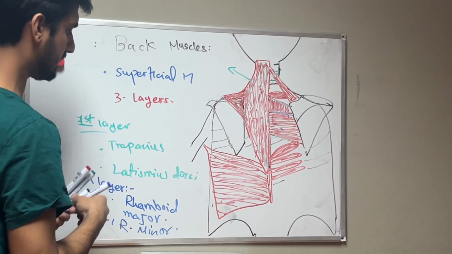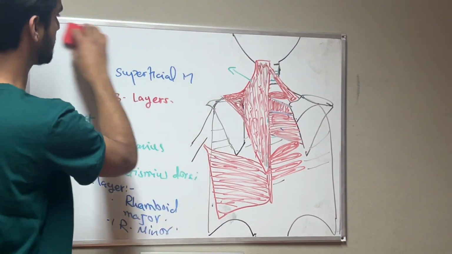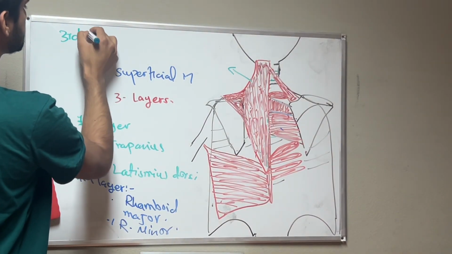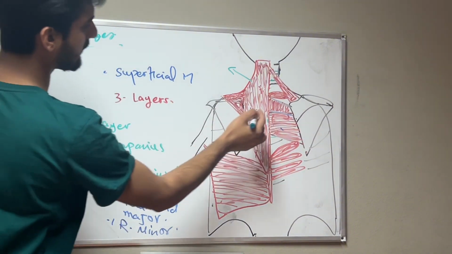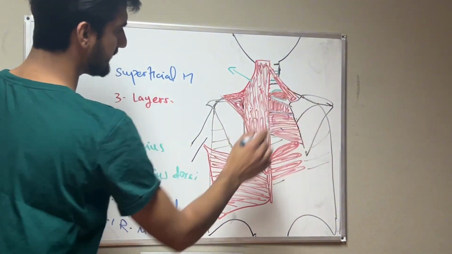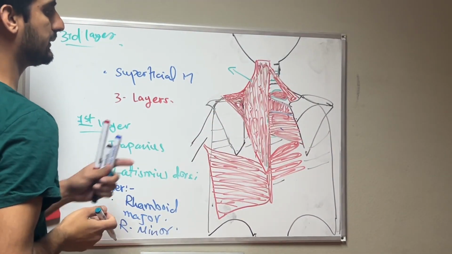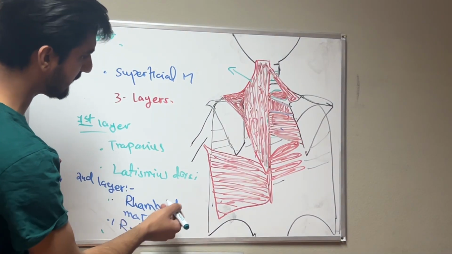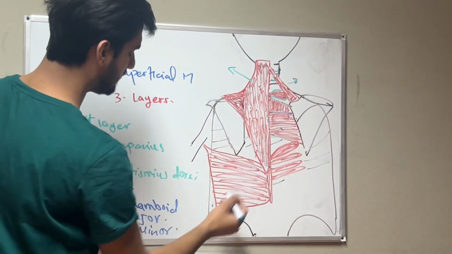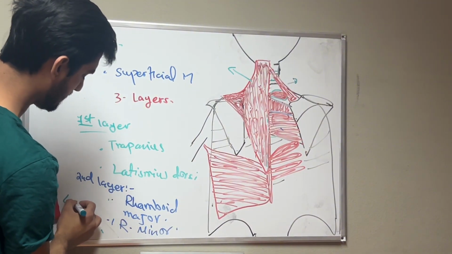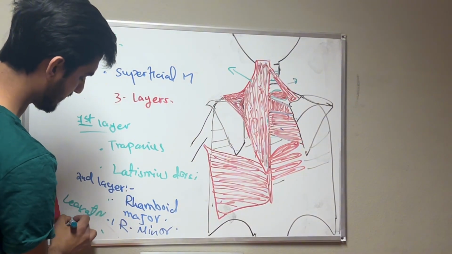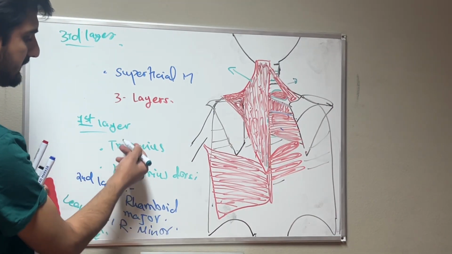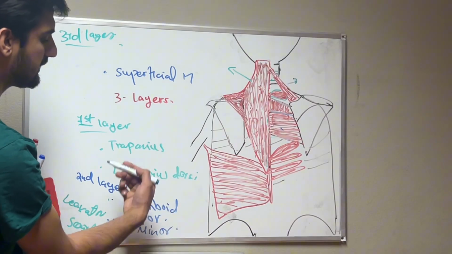The second layer. Third layer, I will write you here. Sorry, we are in the second layer. We also have one more muscle. This is levator scapulae muscle. Levator scapulae muscle. Okay, these are three muscles in the second layer. And in the first layer we have two muscles: trapezius muscle and latissimus dorsi muscle.